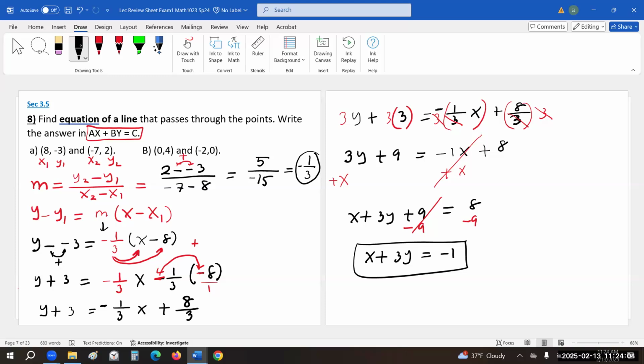I will explicitly mention this in the exam, that write this in standard form, no negative x, no fraction. And this will not be multiple choice. Any question?